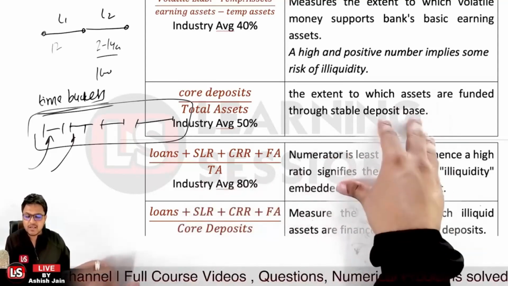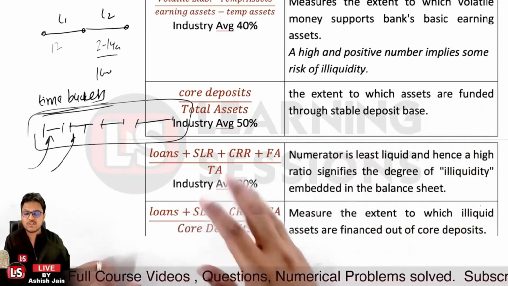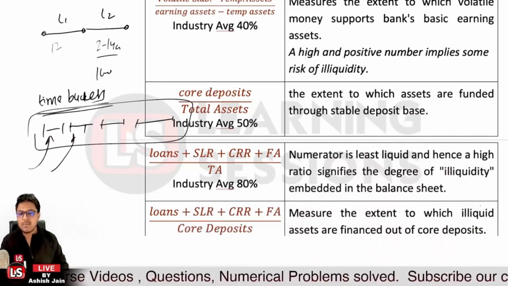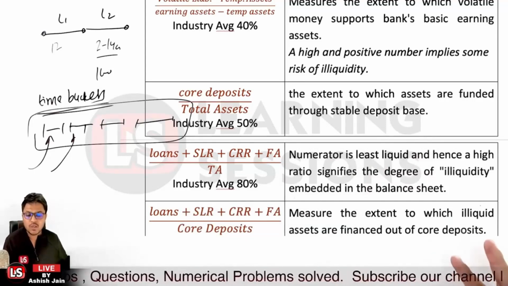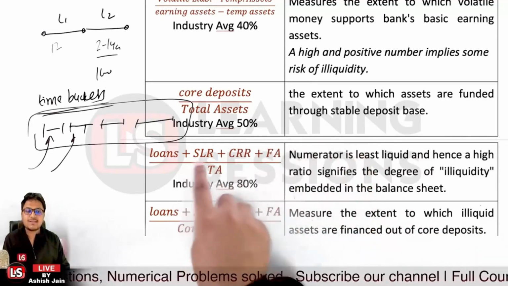The loans you have given are also not that liquid, because you will be receiving the repayment over that particular time domain. So these are the least liquid. The numerator is least liquid.